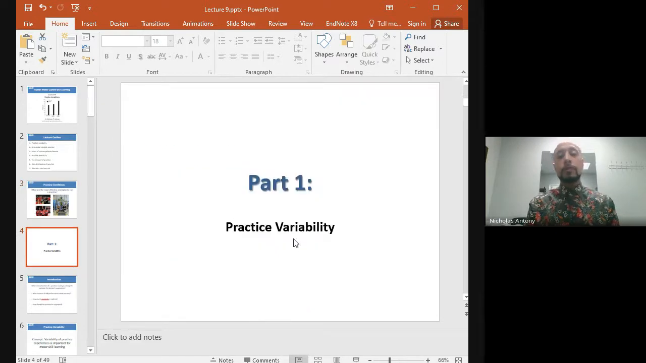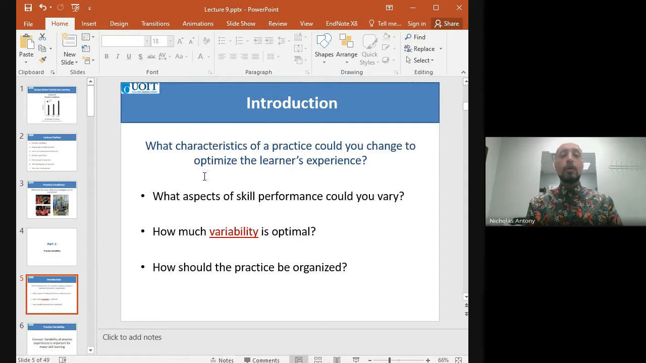So the first concept that we're going to be talking about is practice variability. Now, with practice variability, what characteristics of practice could you change to optimize the learner's experience? If we have a skill that we wanted to teach, we have to consider initially what aspects of the skill performance we would want to vary.